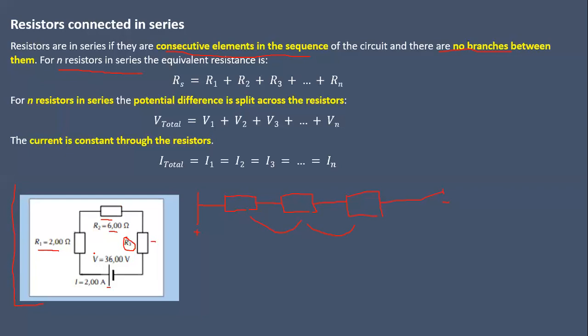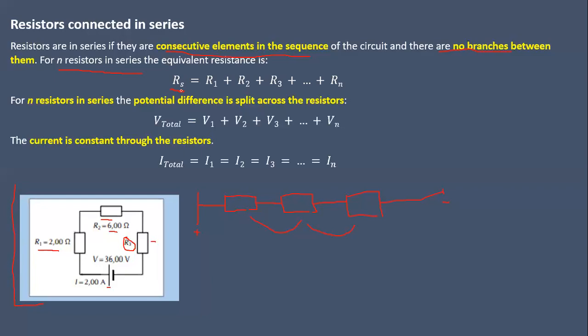So for 3 resistors in series, the total resistance in the circuit is going to be nothing but Rs, the value of R1 plus the value of R2 plus the value of R3, and then you have the total resistance in the circuit. So that is how you calculate it if those resistors are in series.